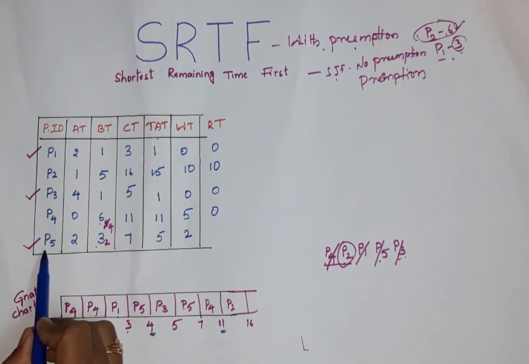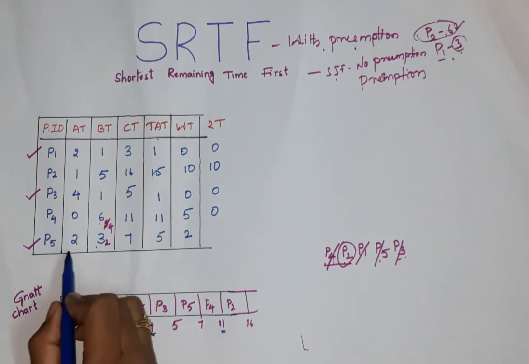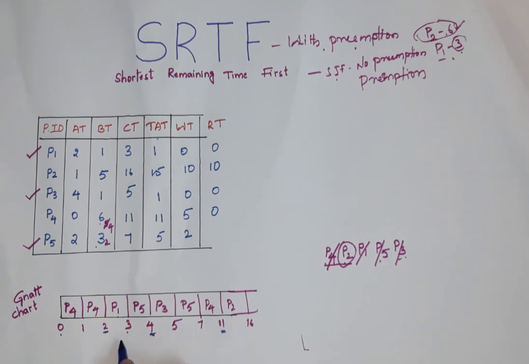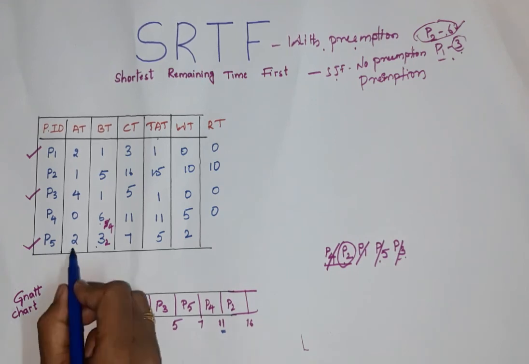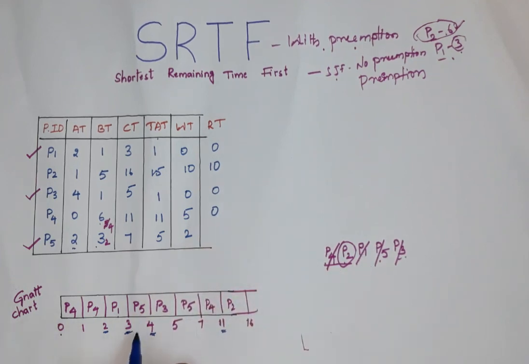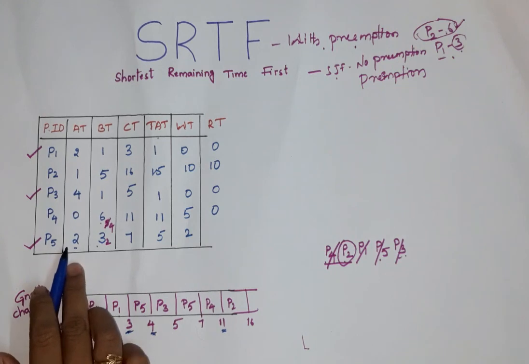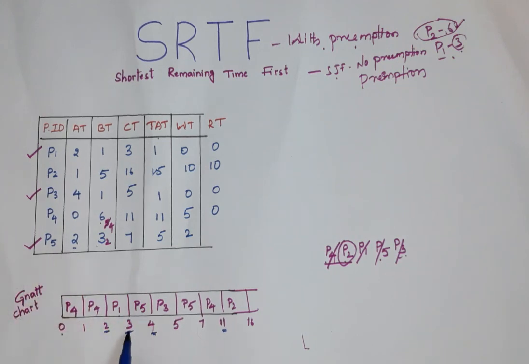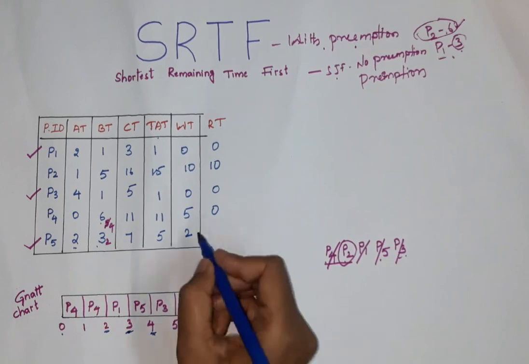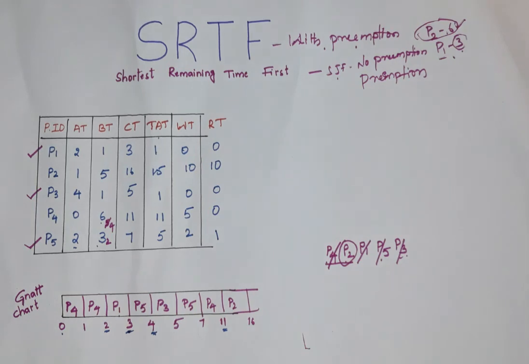And P5 process, when it got the CPU first. This is the P5 process. P5 process got the CPU at the 3rd unit of time, and the arrival time of P5 is 2. Means 3 minus 2 means 1. This is nothing but response time. This is how you will calculate the response time.